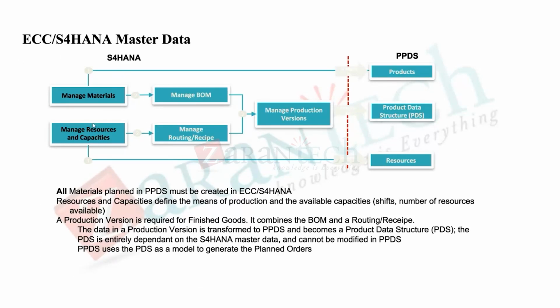This is just a glimpse. If you are not able to follow it, it is okay. In S4 HANA, you have materials, and you create the resources or work centers and capacities. With the materials you would create BOM, and with the resources you would create routing or recipe. The BOM and routing or recipe you would combine and create a production version. The production version gets translated as the PDS to PPDS. Similarly, the material comes as a product to PPDS and the resources come as resources to PPDS.